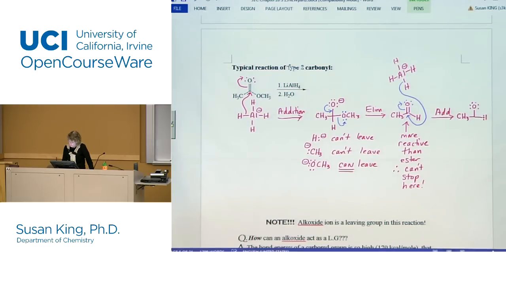see if we have any leaving groups. We certainly do not have any leaving groups. Hydride, 2 hydrides and a methyl can't be a leaving group. So the tetrahedral intermediate has no leaving group. Therefore, it stops here.